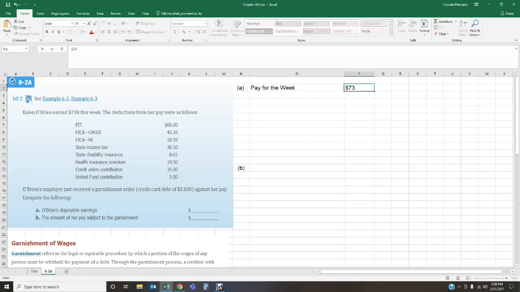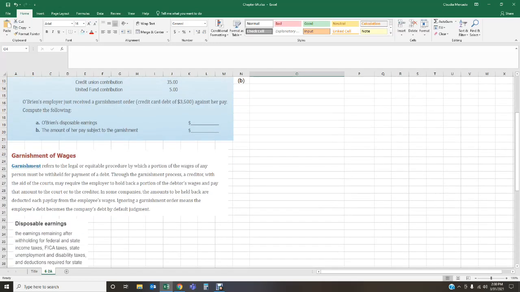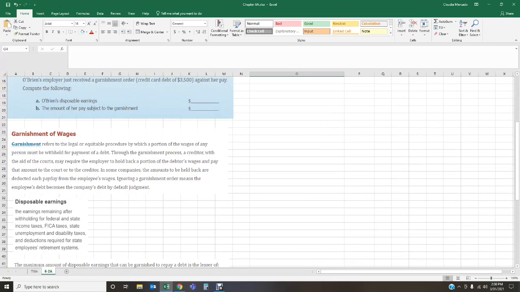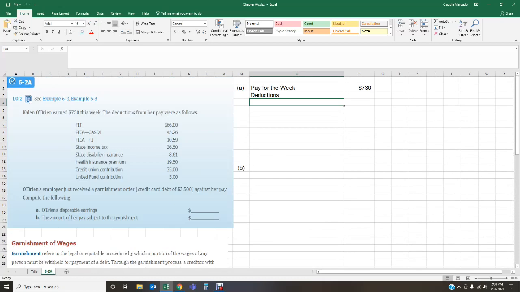This employee earned $730, okay? Then I'm going to have all of my deductions. Now the definition for disposable earnings says we're going to deduct all of our taxes. So I'm going to deduct my federal income tax, and I'm going to put it in parentheses because these are deductions. I am going to subtract this from my paycheck. So federal income tax is going to be deducted.